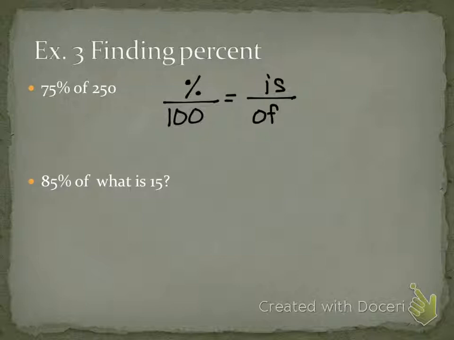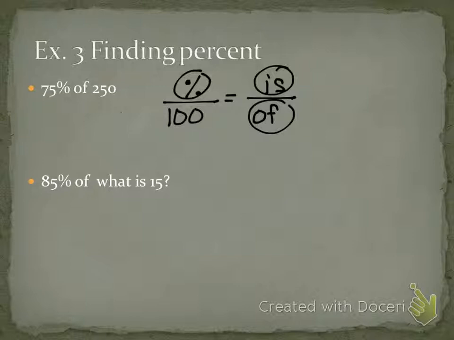Now, sometimes you may not see one of the words. And whenever you don't see one of the words, you know, okay, that's a piece of information I don't have. You're always going to be missing one of these three things. You always know 100 because percent is always out of 100, but you're always going to be missing one of those things. And that's what we're going to solve to find.